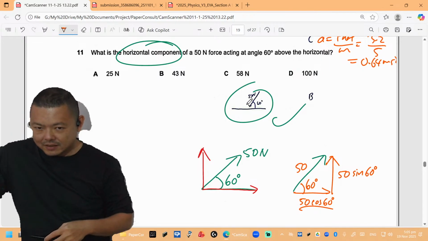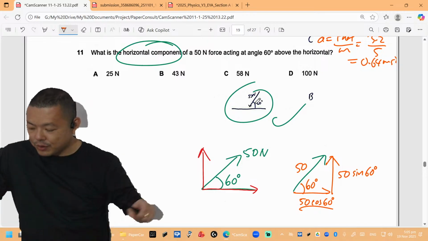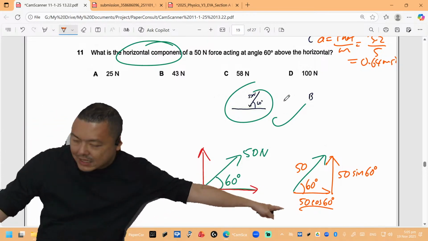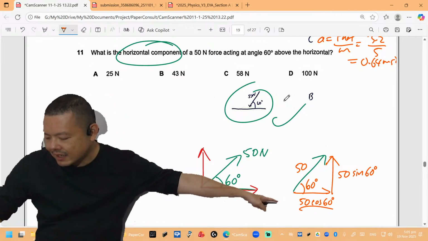50 cosine 60. Can? It's trigo. You write this, you draw this in your diagram. This is the more important learning point.